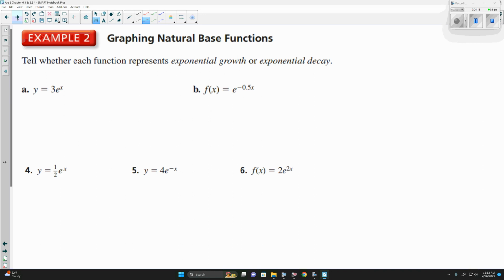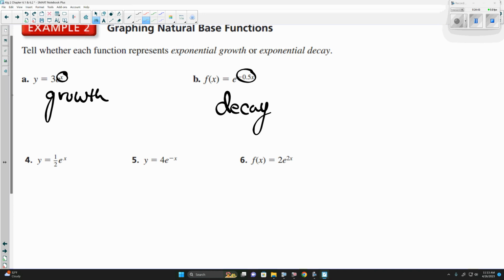So looking at this here, 3e to the x, would this be growth or decay? Because the exponent is greater than 0, it's positive. How about b? Decay. The exponent's less than 0, it is negative. How about number 4?